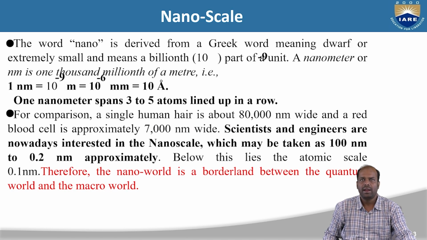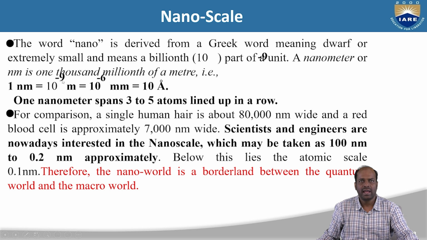First, what is meant by a nanoscale? The word nano is derived from a Greek word meaning extremely small. How small is it? It is a billionth part of a unit, meaning 10 to the power of minus 9. A nanometer is 1000 millionth of a meter. So 1 nanometer is equal to 10 to the power of minus 9 meter. That is nothing but a billionth of a meter.